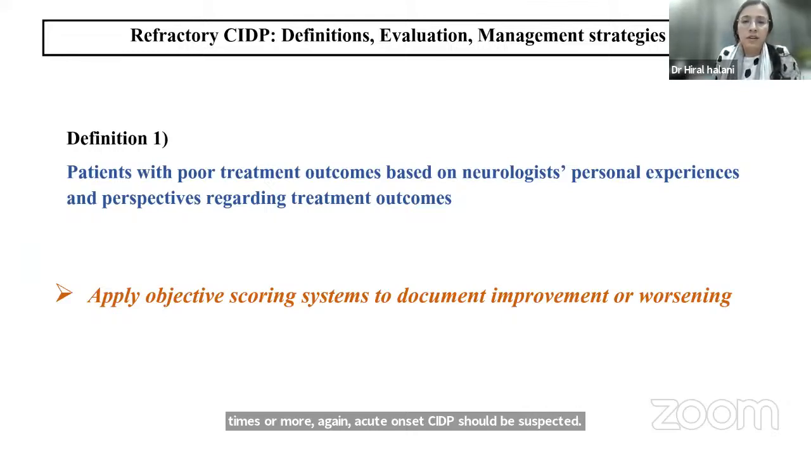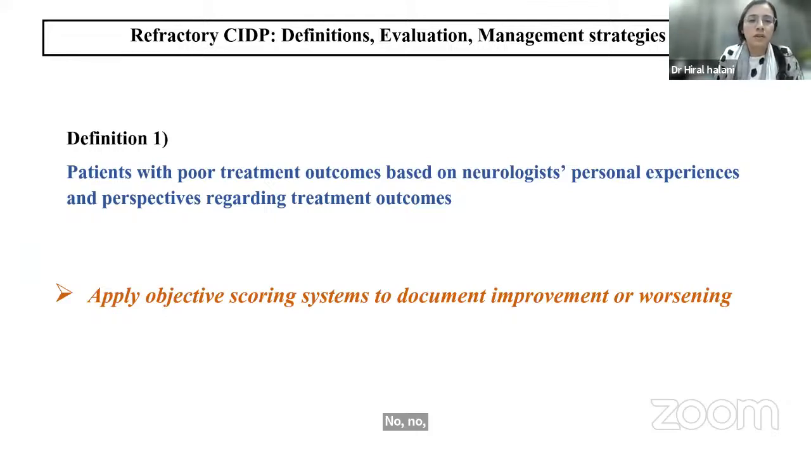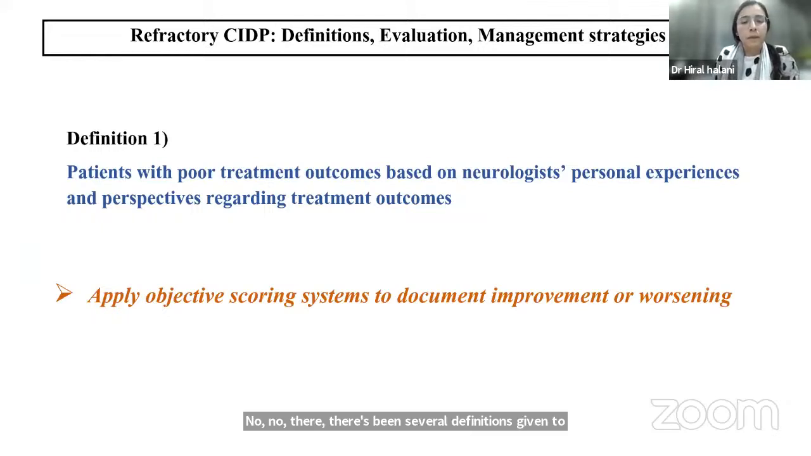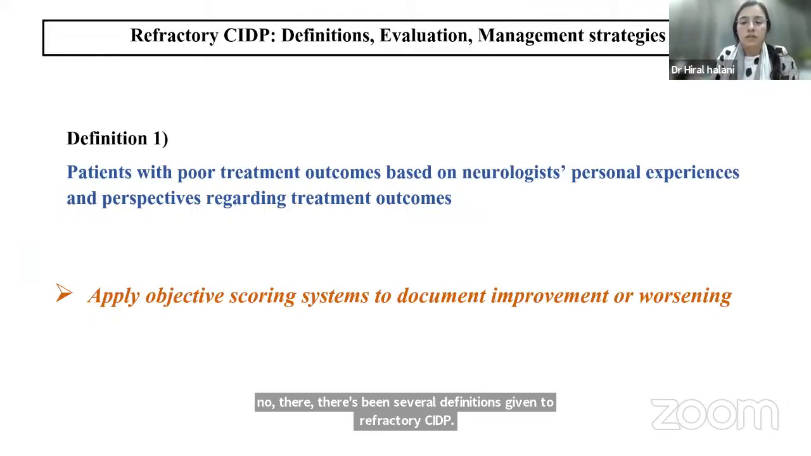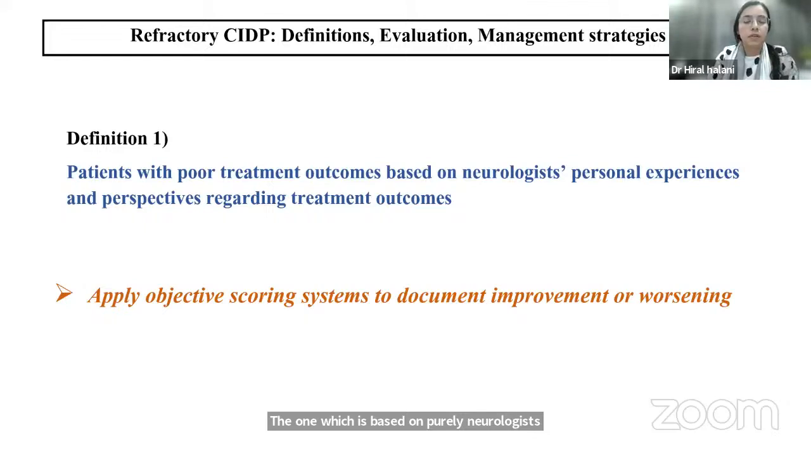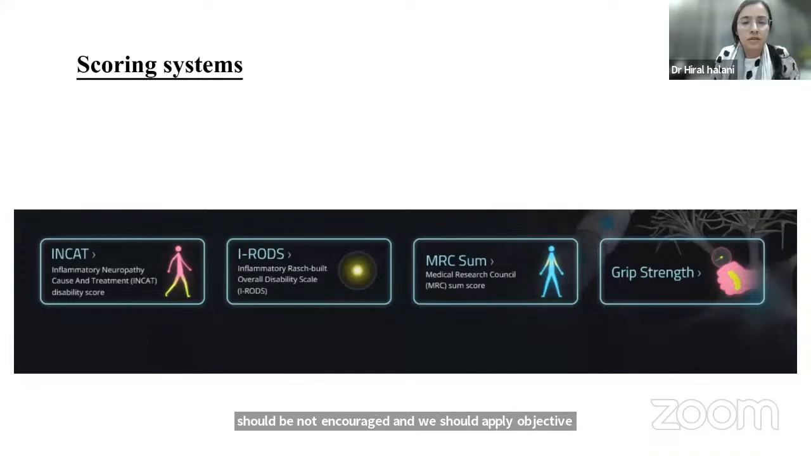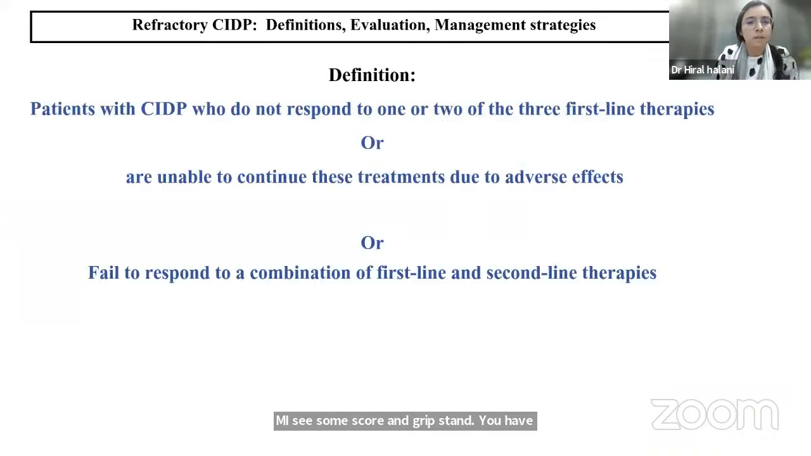Now there have been several definitions given to refractory CIDP. The one which is based purely on the neurologist's personal judgment and perspective, like poor treatment outcome based on one's own judgment and experience, should not be encouraged, and we should apply an objective scoring system before calling it refractory. These are the scoring systems which have been introduced for CIDP: INCAT, I-RODS, MRC sum score, and grip strength. And we are currently using these scores for our CIDP patients.